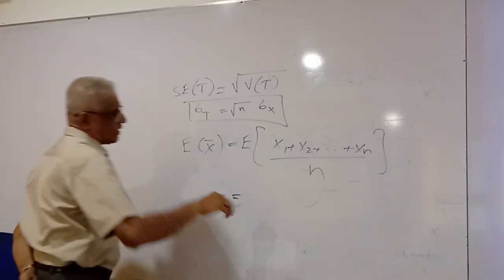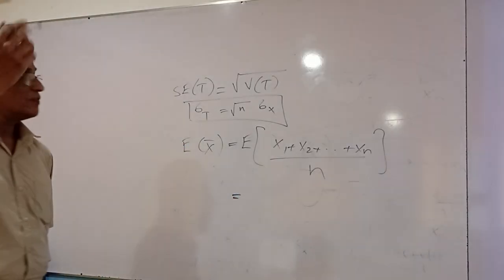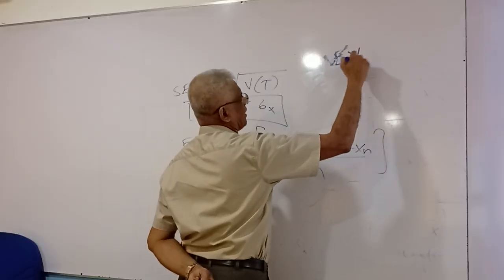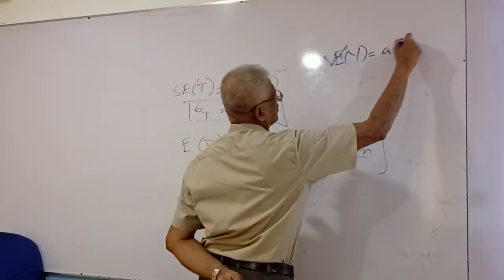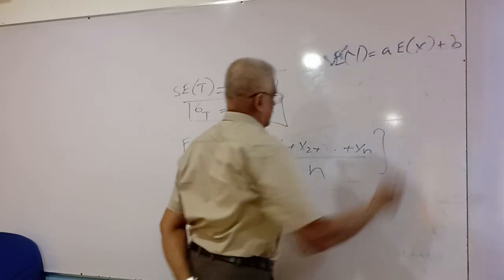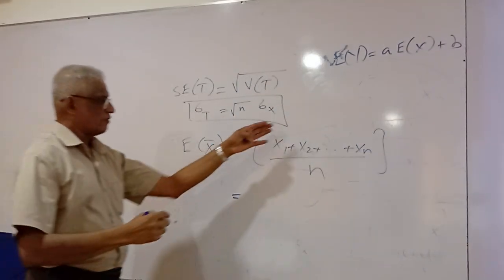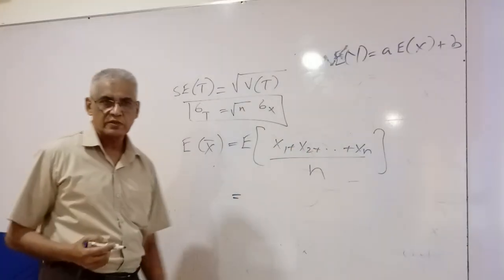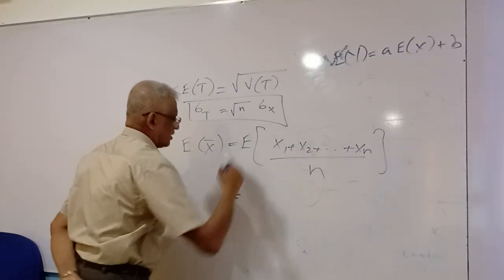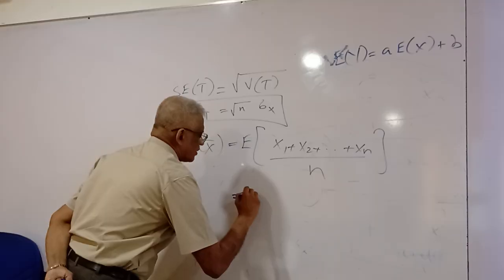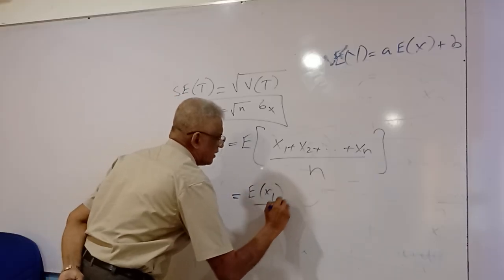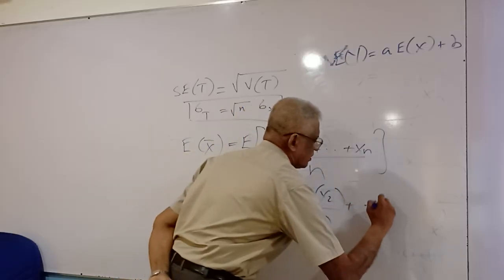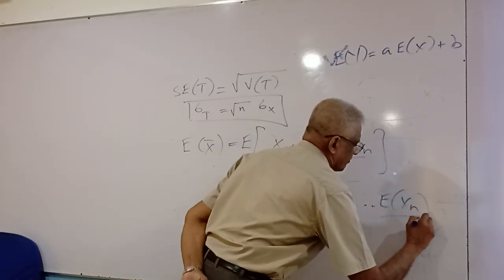Right, so this is again applying the previous result: for any x, expected value of y is equal to a times expected value of x plus b. So we have a similar thing for the individual ones here. This divided by n, this divided by n, this divided by n. If you apply that result here, you can say this is expected value of x1 divided by n, expected value of x2 divided by n, and so on, expected value of xn divided by n.